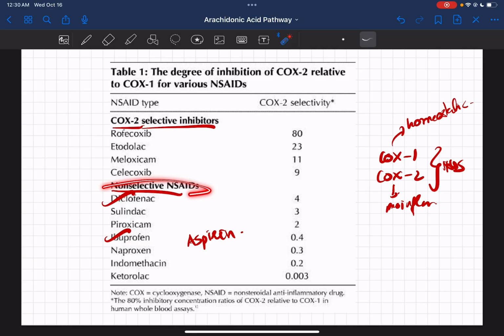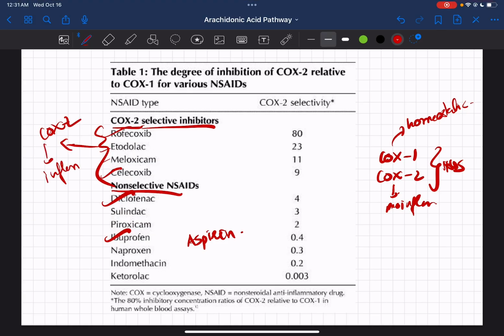So those are examples of non-selective NSAIDs. But there are certain selective NSAIDs that act only on the COX2 enzyme. Those are celecoxib, rofecoxib, and all these examples. These drugs are especially for COX2 and during inflammatory conditions. They have higher selectivity towards COX-2 compared to the non-selective NSAIDs, which act on both COX-1 and COX-2.